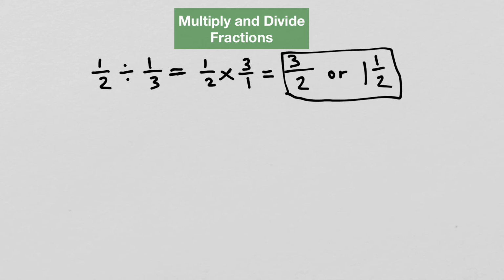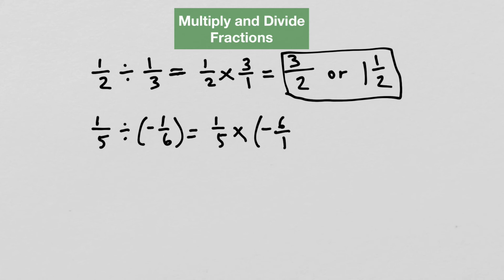Okay? Now let's throw in a negative number and see what happens. Let's suppose we've got 1/5 divided by negative 1/6. Well, we still follow the same procedure as we did in the previous problem. So this becomes 1/5 times, and we do the reciprocal, right? We flip it around, and we get negative 6 over 1.